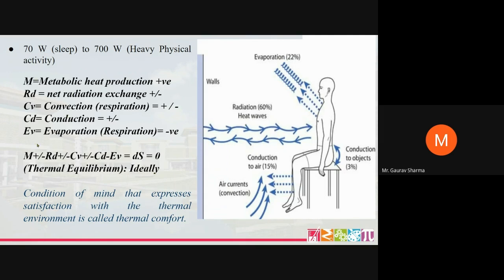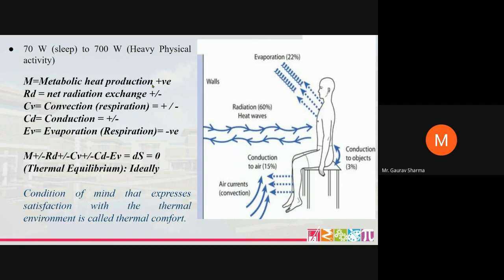So there are different parameters. Starting with M, that is the metabolic heat production. Metabolic means what your body does by the help of various activities. Sleeping, eating, running. Okay, these are the activities. So due to that, the change of energy will take place. Okay, so that is the metabolic heat production.